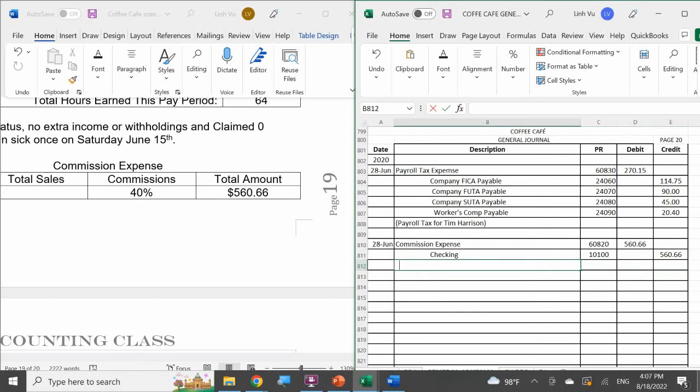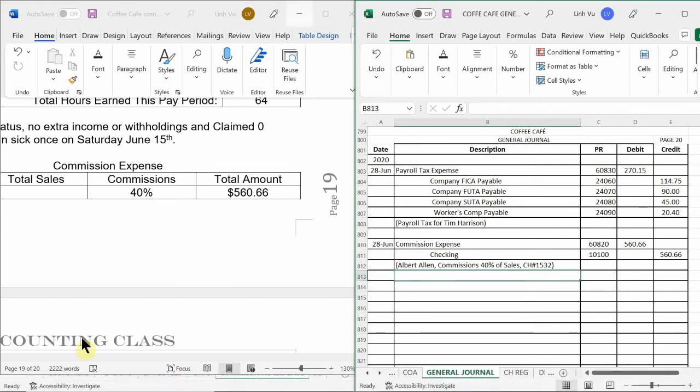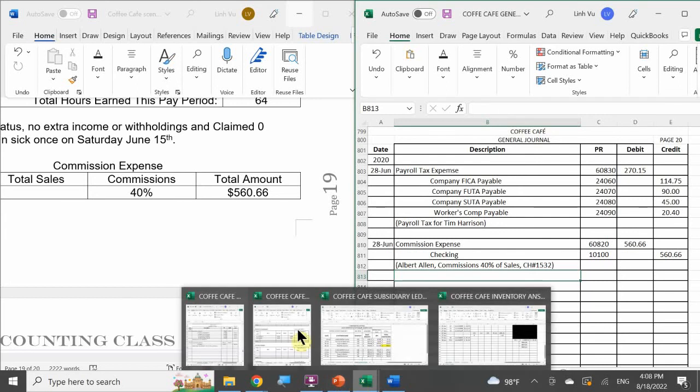So we have all the information that we can say here, right? We could say we're making a payment to Albert Allen, commissions, 40% of sales, check number 1532. Straightforward. That's pretty much all the information you need. Okay, so last but not least, let's go ahead and plug it into our ledger here.